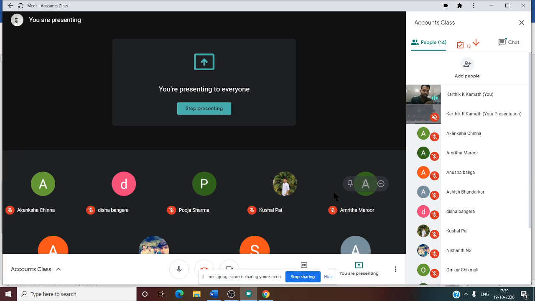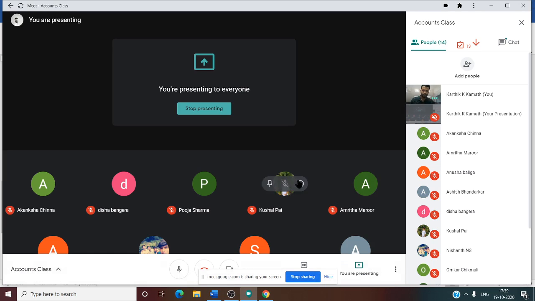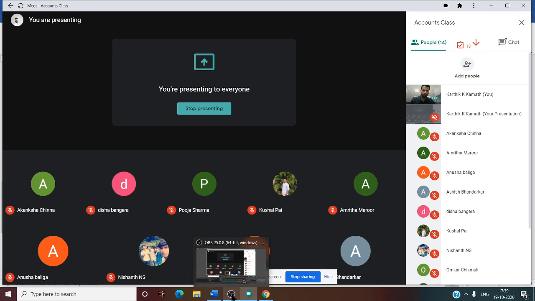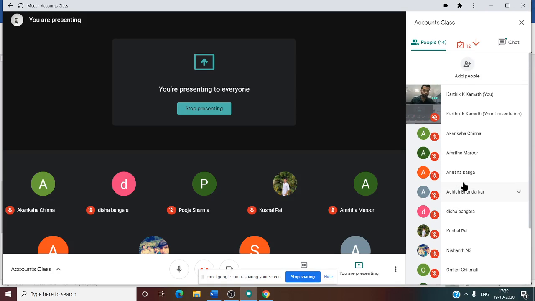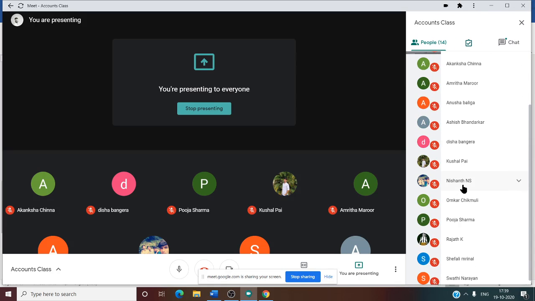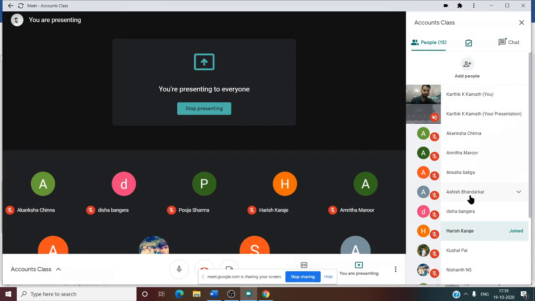Any doubt regarding this first method? You can ask me now. Any doubt regarding the first method, net asset method? Have you understood the net asset method?